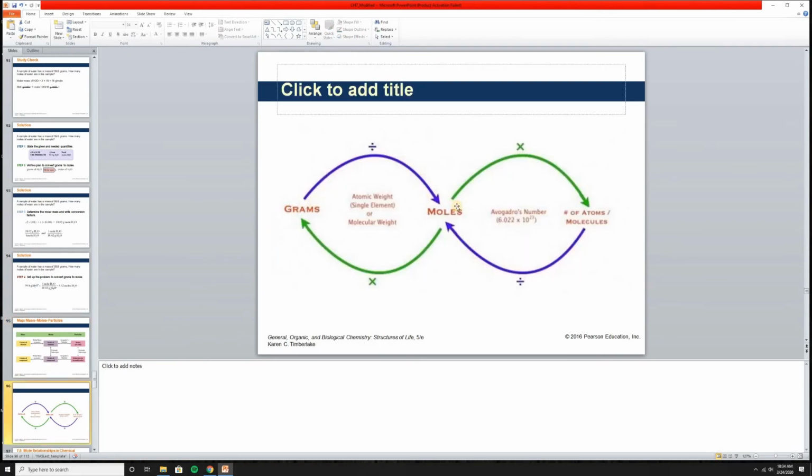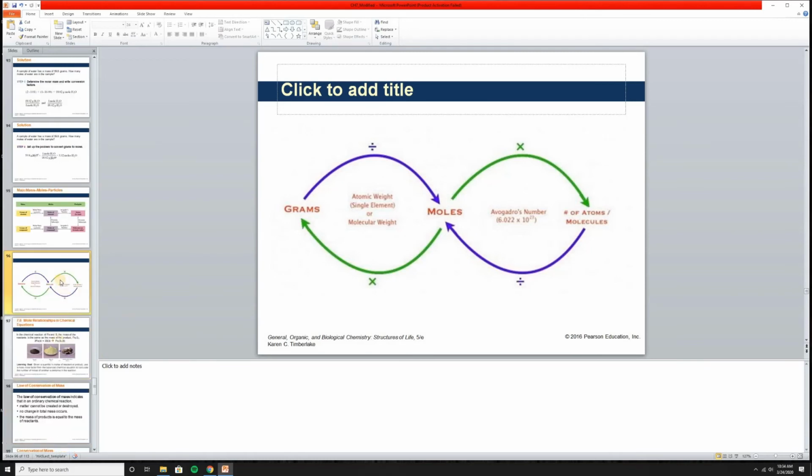So in order to get from grams to moles, big number to a small number, we're dividing by the molar mass. In order to get from a small number to a big number, we're multiplying. Every time you go from moles to something else, meaning this green arrow or this green arrow, you're multiplying, because you are getting to a bigger number. So that's important. Anytime you're going to moles, you're dividing. So that's good to know.